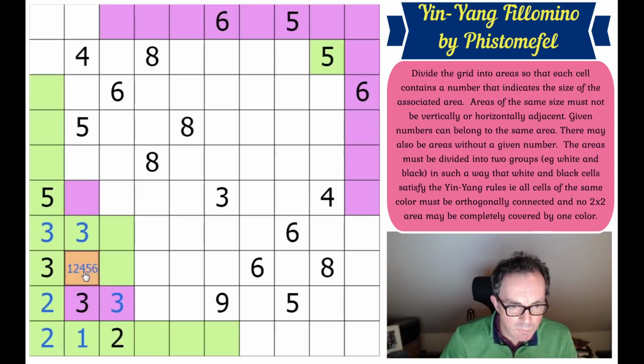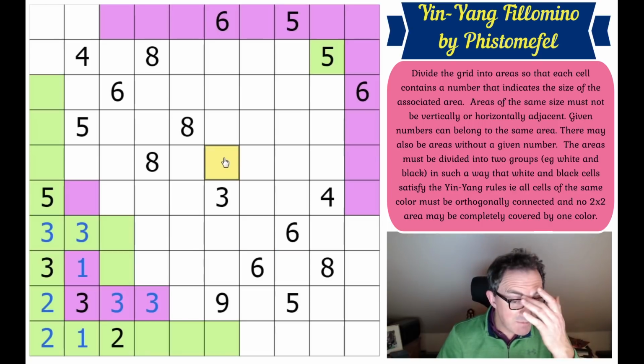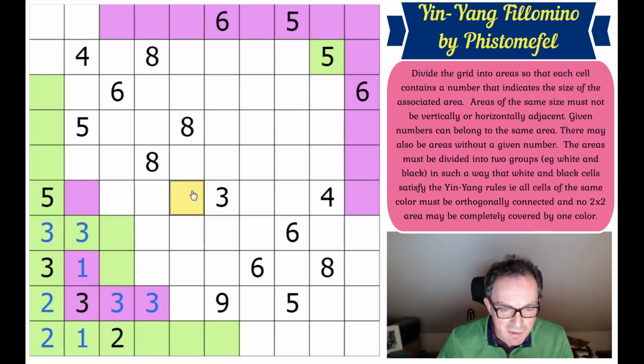Okay. So this is now a 1. We know it's not a 3, and it's an isolated cell. So that's a 1. This must be a 3 to escape that. And this is absolutely brilliant, isn't it? Because all of a sudden we're able to do things without it being monstrously hard. This 2 has to get out, so that's got to be a 2.